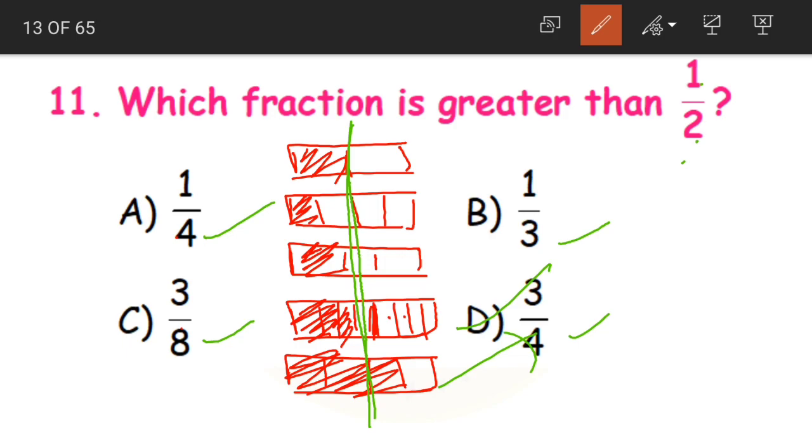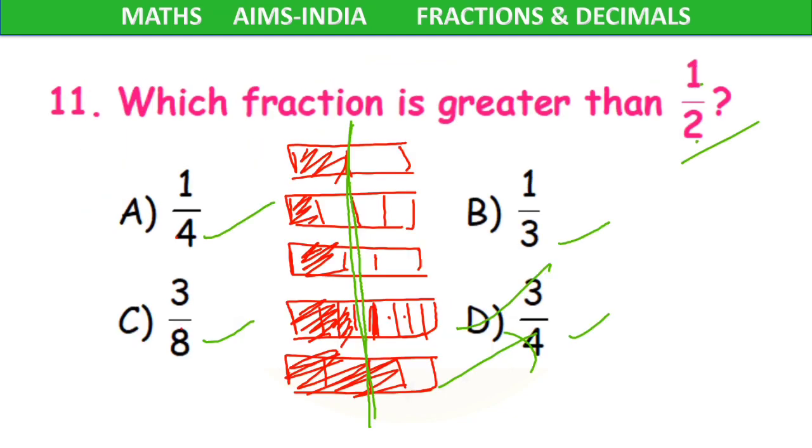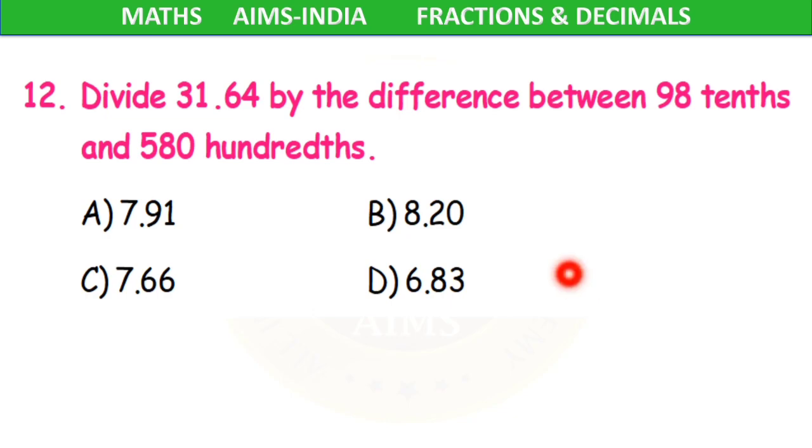So the fraction 3 by 4 is greater than our fraction 1 by 2. Or else we already know how to compare fractions, right? Yes, you can take the LCM or else cross multiply them and compare as in which is the greater fraction. But for now, option D 3 by 4 is our correct answer.